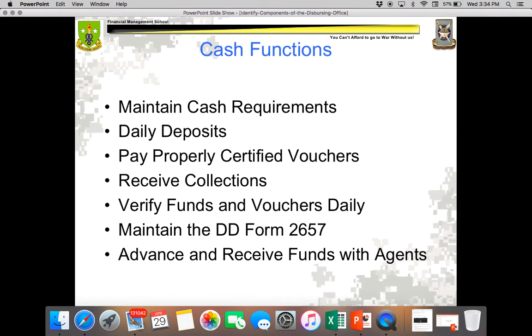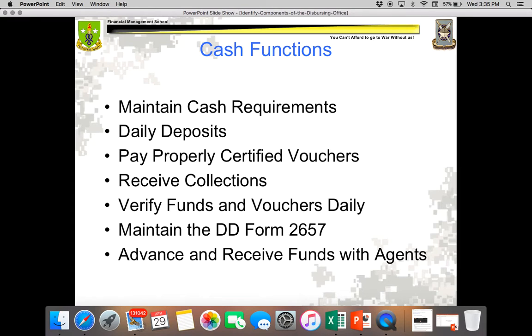Properly certified vouchers: that is where we'll work with CVS. Once they process a voucher, we are actually dispersing out the money. Collections can be savings deposit programs or payments. There are several different types of collections that come through a dispersing office. Verifying funds and vouchers daily.